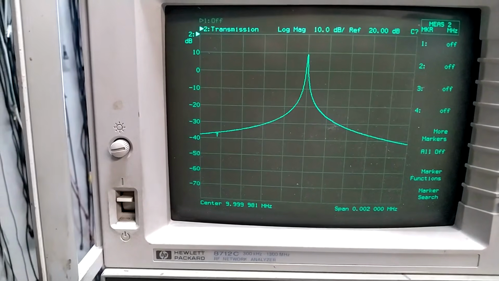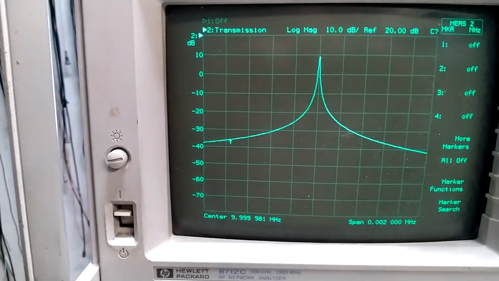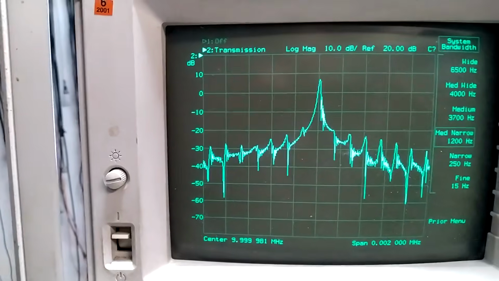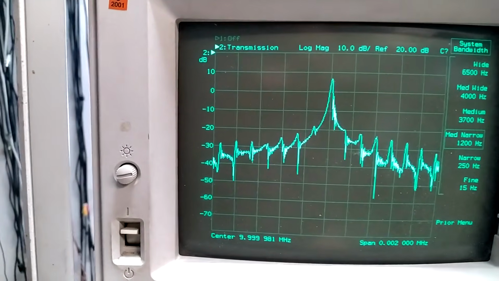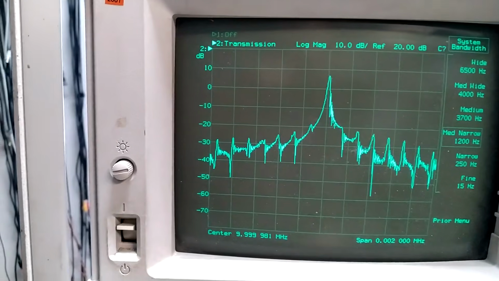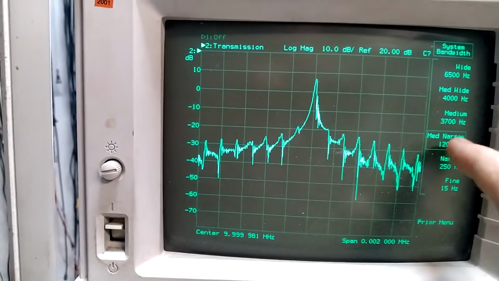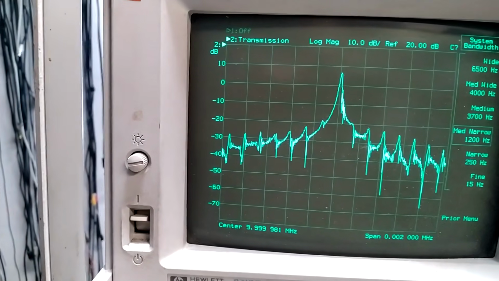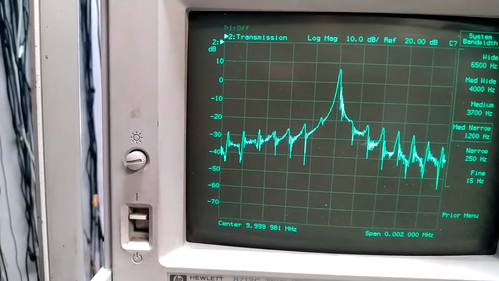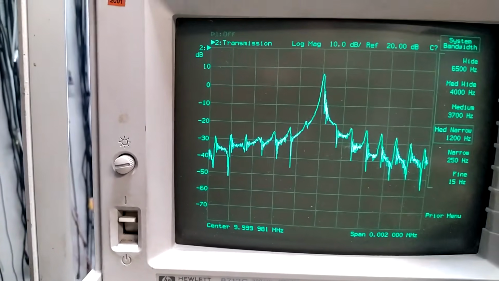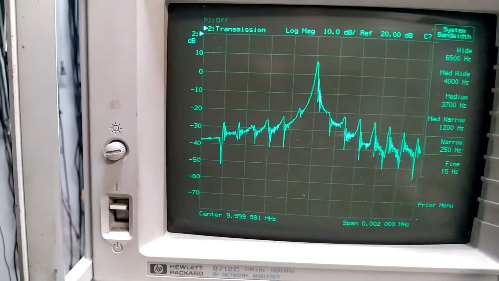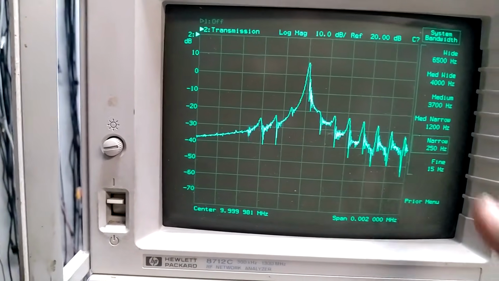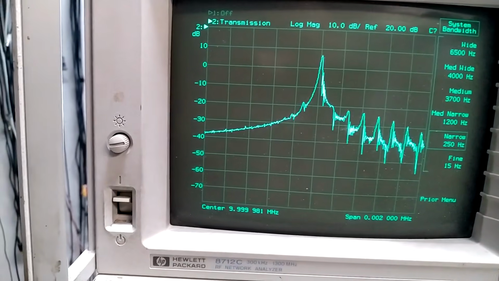And when I span a wider range, it looks like this. And I just discovered this artifact. If I span too quickly, now medium narrow bandwidth, it looks like this. I had a little problem before I discovered what the reason was. Narrow bandwidth, then I don't see it.